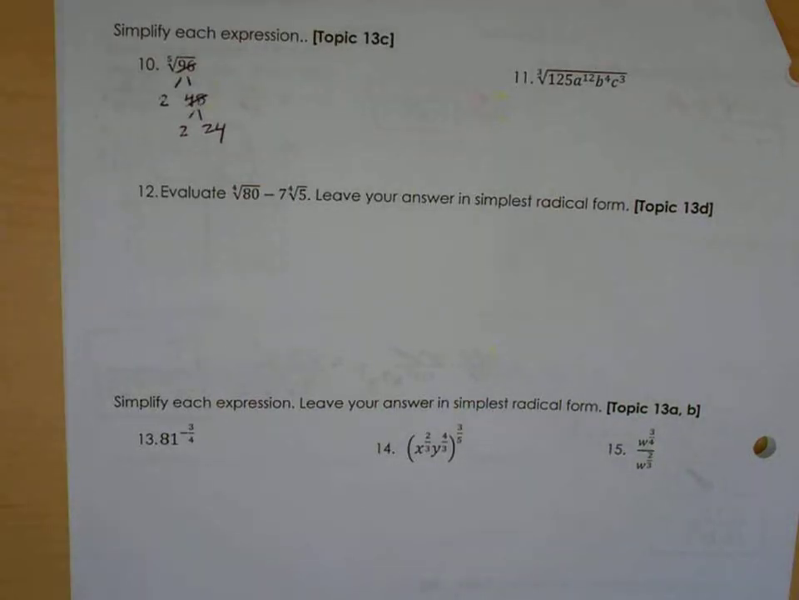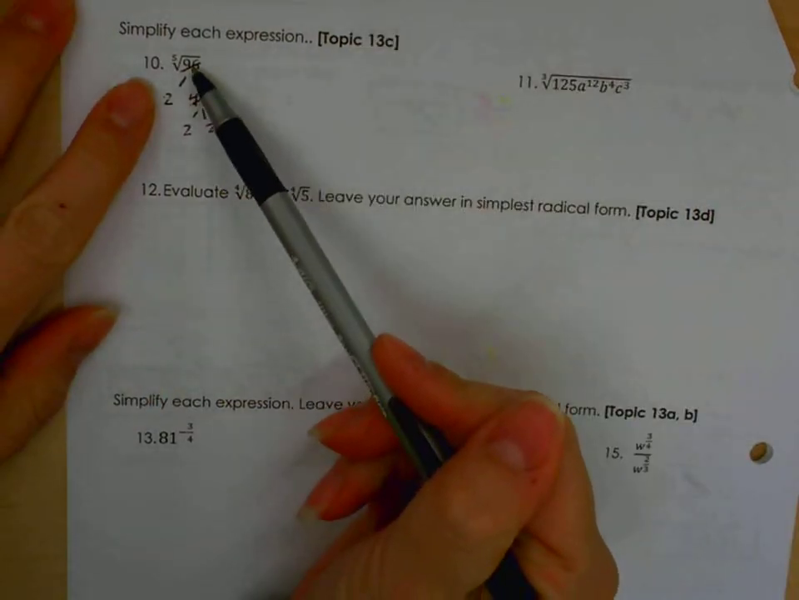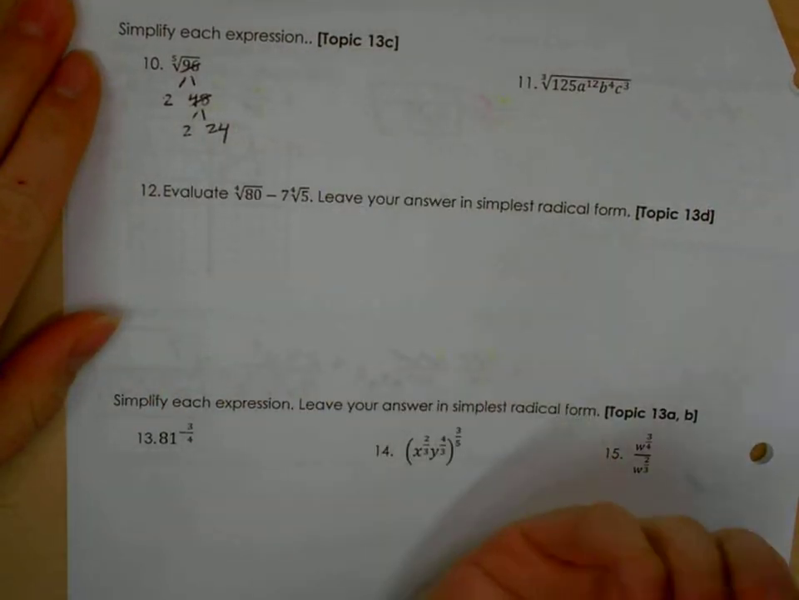Okay, going back to topic 13C. I'd started and got interrupted by a fire alarm. So I was saying we're doing the fifth root. That means we're looking for groups of 5.